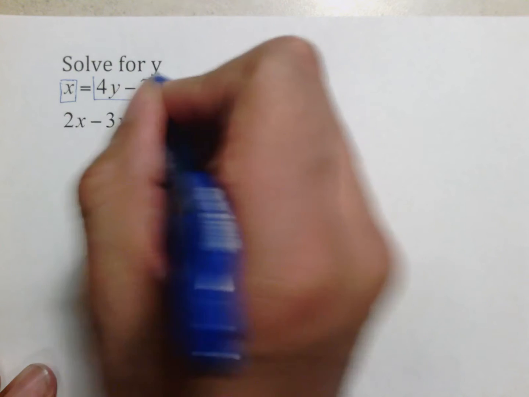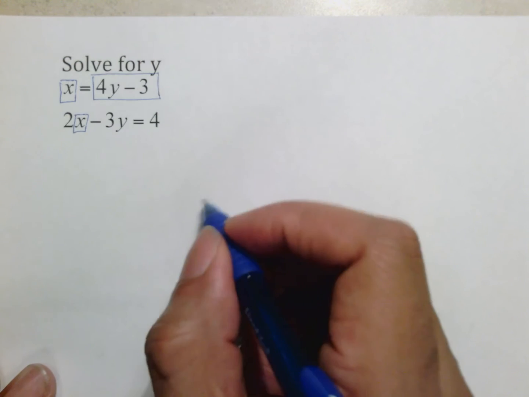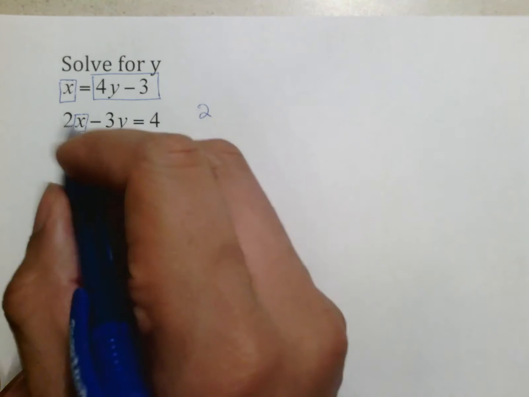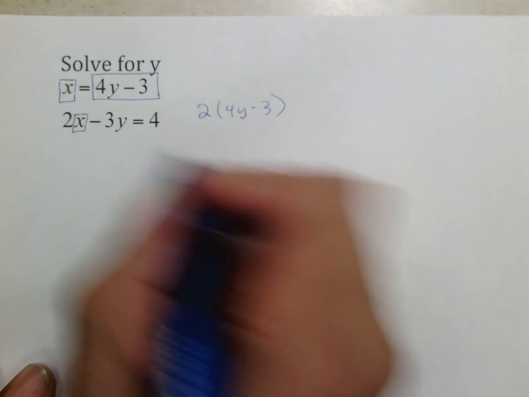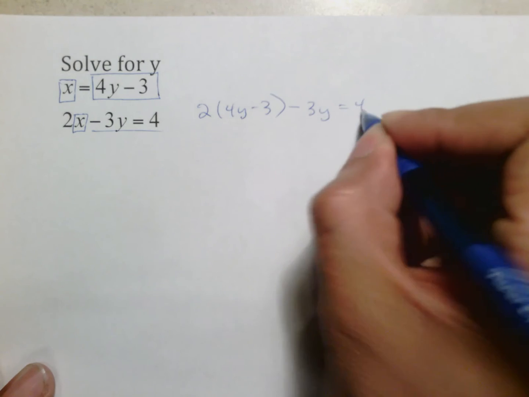Other than that, solve for y here. X goes into the box because it's alone. 4y minus 3 is what it's equal to. Since it was x, we put this x also into a box. Everything in front is 2. X turns into 4y minus 3.